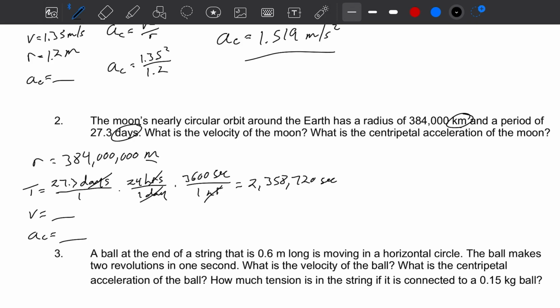They're asking for the velocity and the acceleration. Velocity is 2 pi r over T. We know what 2 is, we've got a button for pi on our calculator. They gave us the radius, we converted it to meters, and they gave us the period, we converted it to seconds. So 2 pi times 384 million divided by 2,358,720. I'm using the pi button on my calculator. If you prefer 3.14, the function is what's important. Our answers will be close.